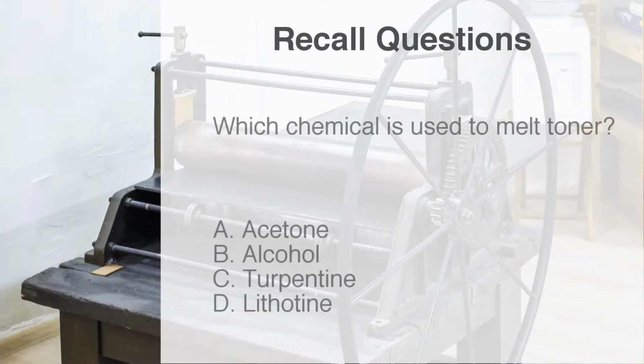Here is an example in the area of printmaking. Which chemical is used to melt toner? A. Acetone, B. Alcohol, C. Turpentine, D. Lithothene. The answer is A. In this question, the learner is asked to recall a basic fact about a material used in printmaking. At this level, the response illustrates the learner's knowledge of isolated information within course content.